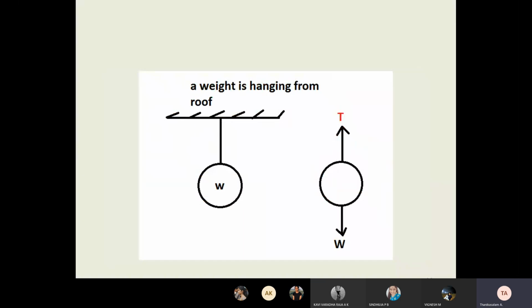Okay, then now see here. A weight is hanging from the roof, like some bulb is hanging with a rope. So the weight is acting downward. Why did I put a T? Teresa, tell me why I put a T here. Because of Newton's third law. Why did I not write reaction? Why have I written T?